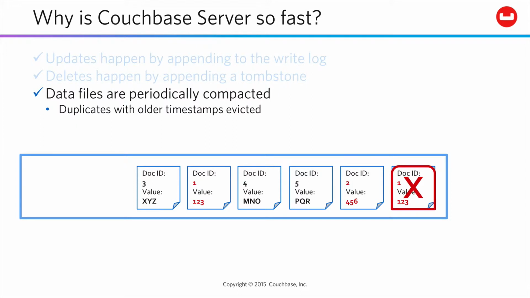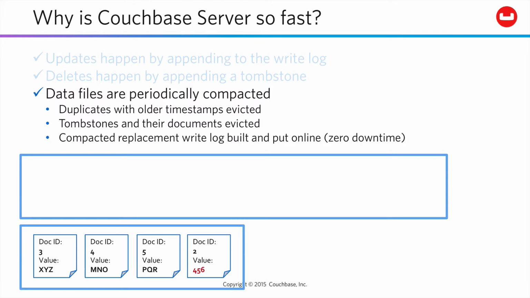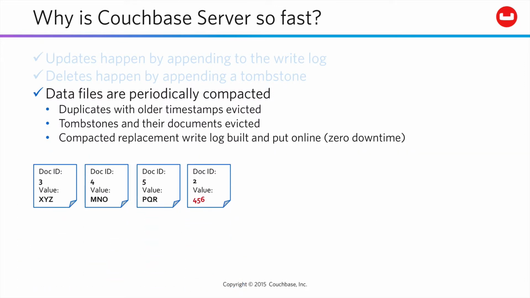Now this does mean that over time the data files being generated from these write logs can grow large from duplications, so periodically they're compacted. Duplicates with older timestamps are evicted, and tombstones along with the tombstoned documents are also evicted. From this, a compacted replacement write log is built and put back online. This whole process happens with zero downtime.